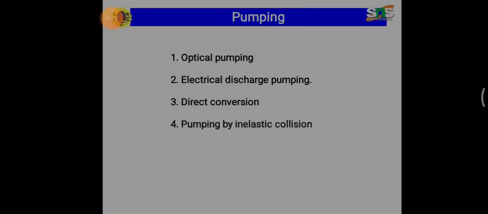And pumping by inelastic collision. In inelastic atom-atom collisions, a combination of two types of gas is used, say A and B, having nearly the same excited state energies A* and B*. During the electric discharge, A atoms get excited due to collisions with electrons. The excited A* atoms then collide with the B atoms, so that B goes to the excited state B*. For example, helium-neon laser and CO2 laser.